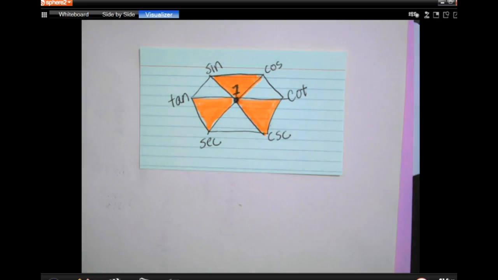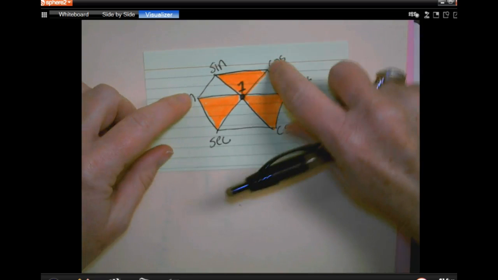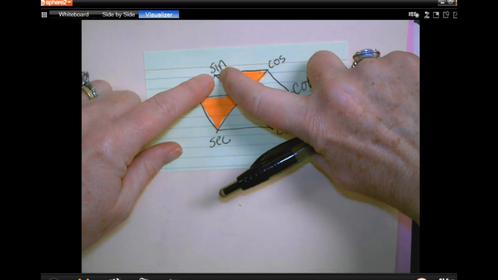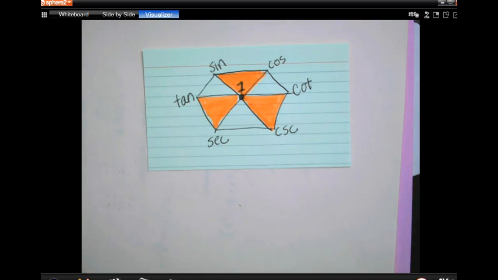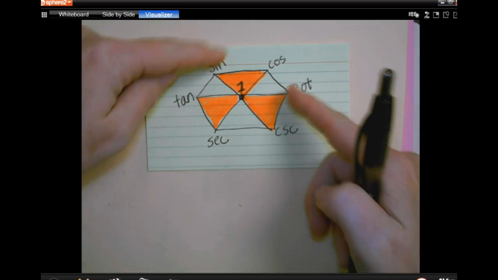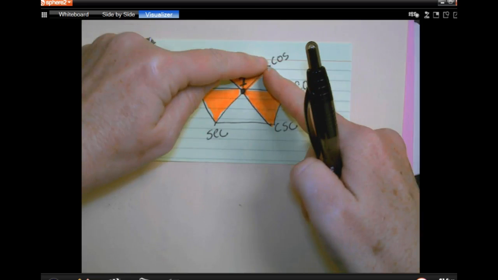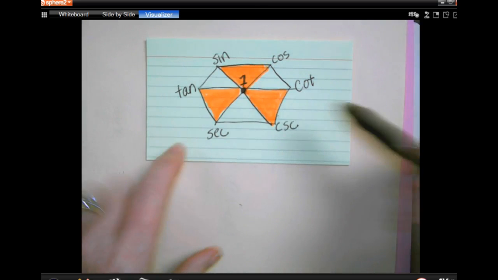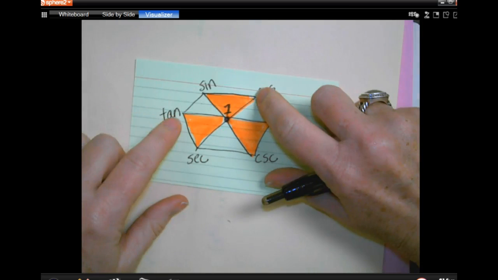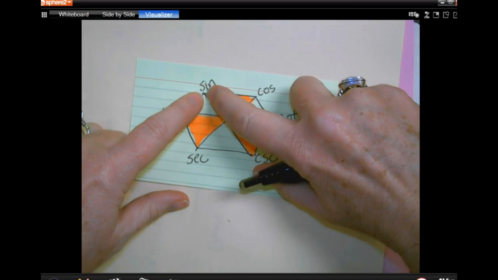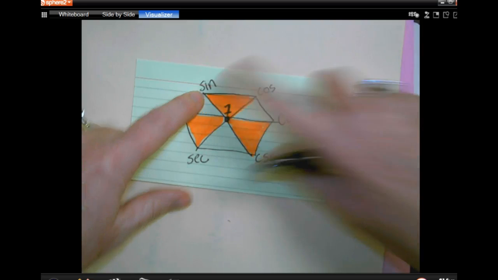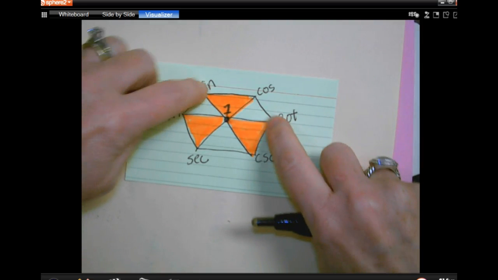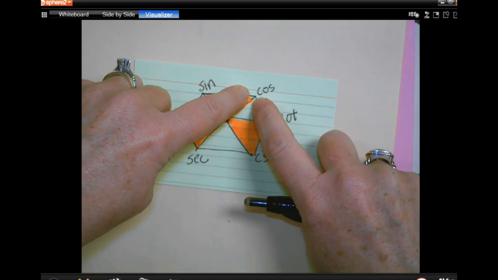Okay, so we're still multiplying, okay? So on the lines is multiplying. So tangent times cosine is going to be sine. So the two outsides, when they come together, you multiply. So cotangent times sine is cosine. Okay, so watch. Tangent times cosine is sine. Sine times cotangent is cosine.